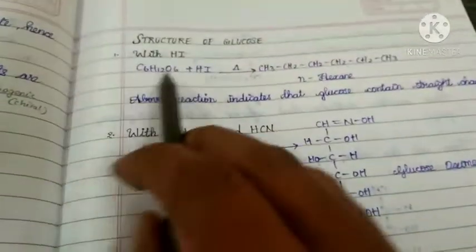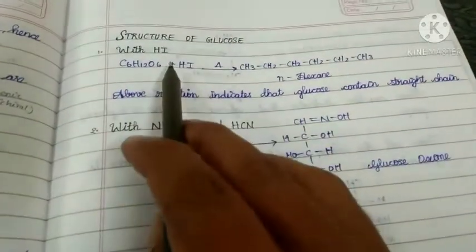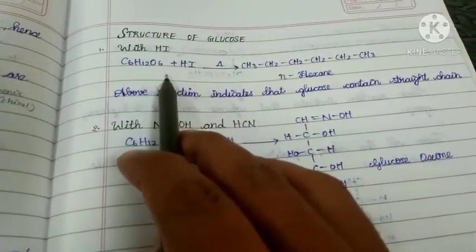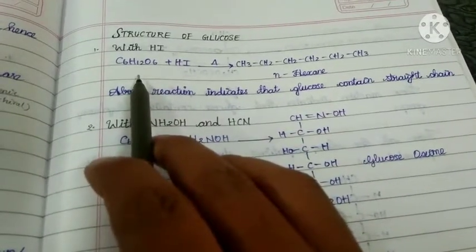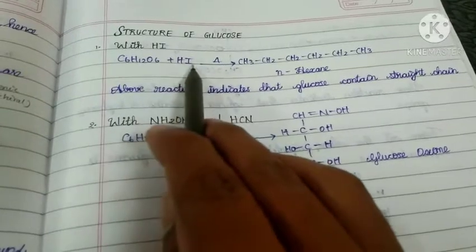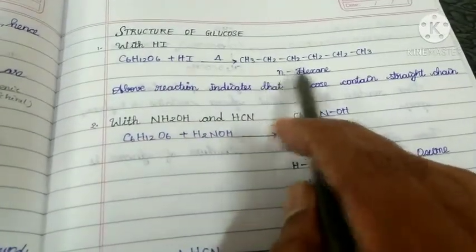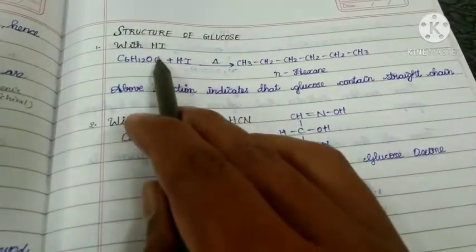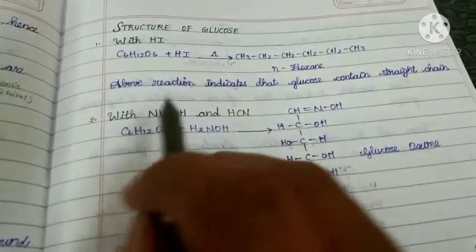Next, structure of glucose. We are going to derive the structure of glucose based on chemical properties. First one is when glucose reacts with HI, then we get n-hexane. That means what happened? All oxygens removed by hydrogens. That means it acts as reducing agent.